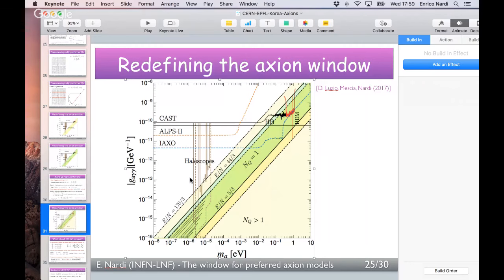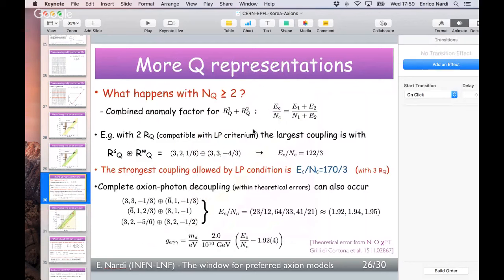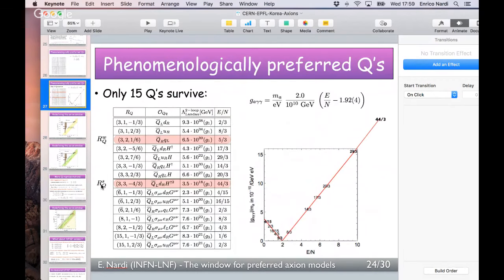Now, if you go in this direction, there is a simple, let me call it, theorem. A simple theorem that tells you that if all the representations have a Peccei-Quinn charge of the same sign, the strongest coupling is the one you obtain with only a single representation. So you say, if all the Peccei-Quinn charges of the heavy quarks are of the same sign, this is the upper bound. You can add as many more as you want, you cannot go beyond. But you have the option to put some with one sign, positive, and some with another sign, which is negative.